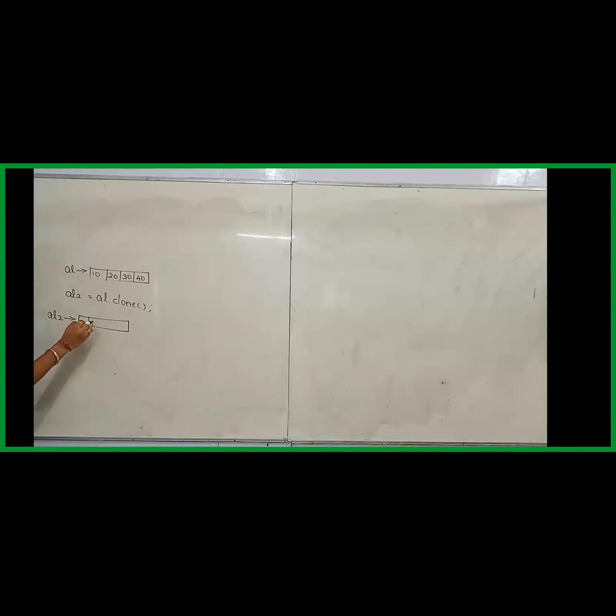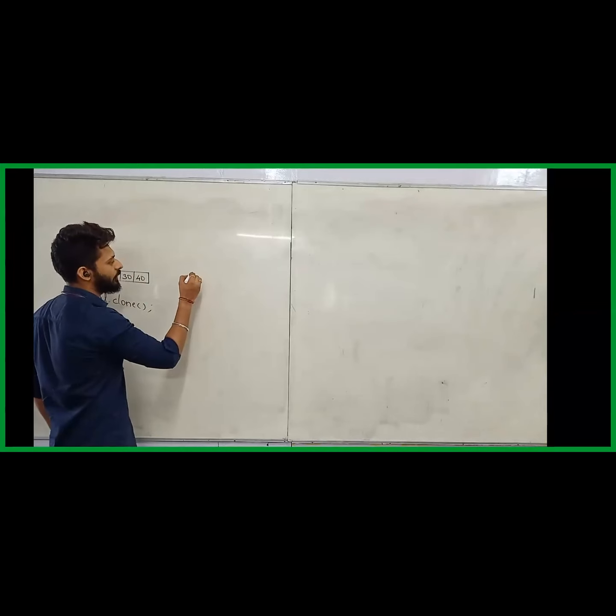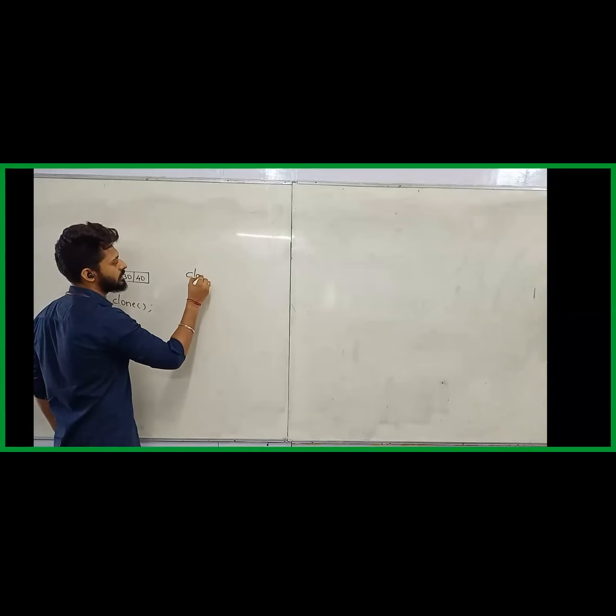It will try to create an exact same copy of whatever is there in your al. Now what exactly are we doing here? We are trying to create a copy of al, which means including the values, everything will get copied. Yes or no?